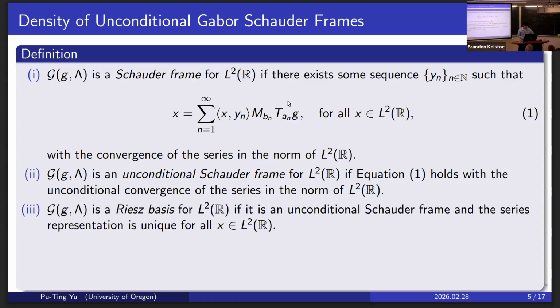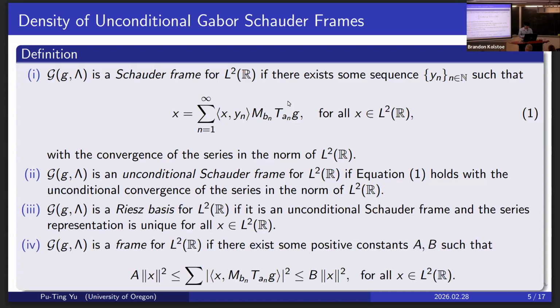And if a Gabor system satisfies all three properties, control over coefficients, unconditional convergence, and the uniqueness of the representation, then we say it is a Riesz basis for L2(R). And the frame we are familiar with is kind of somewhere between an unconditional Schauder frame and the Riesz basis. The frame we are familiar with is a system that satisfies the following frame inequality for all x in L2(R).